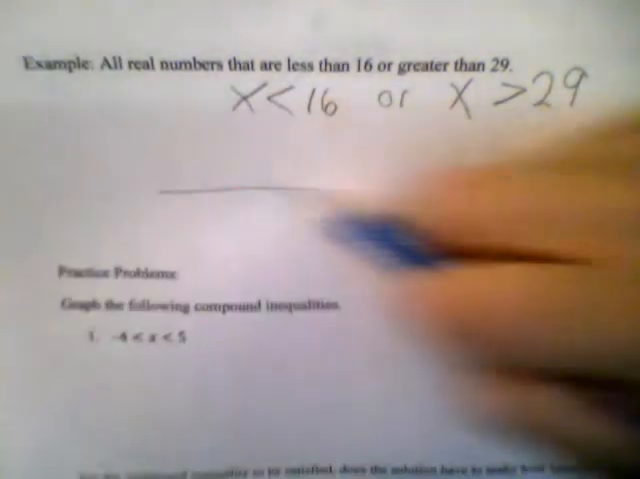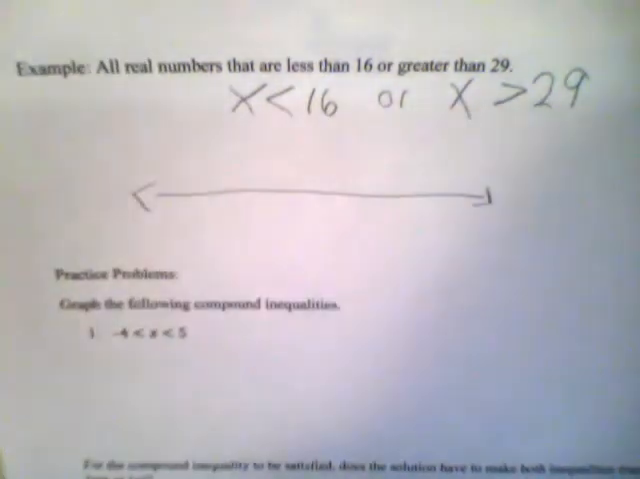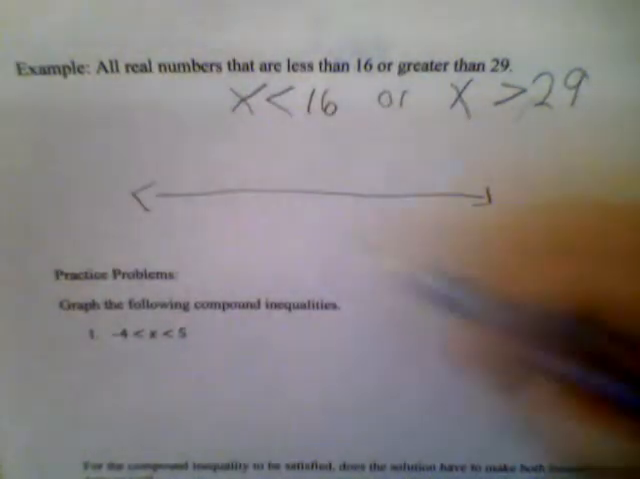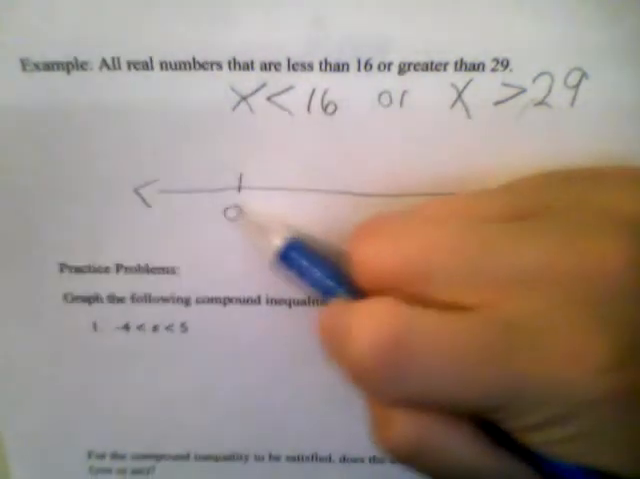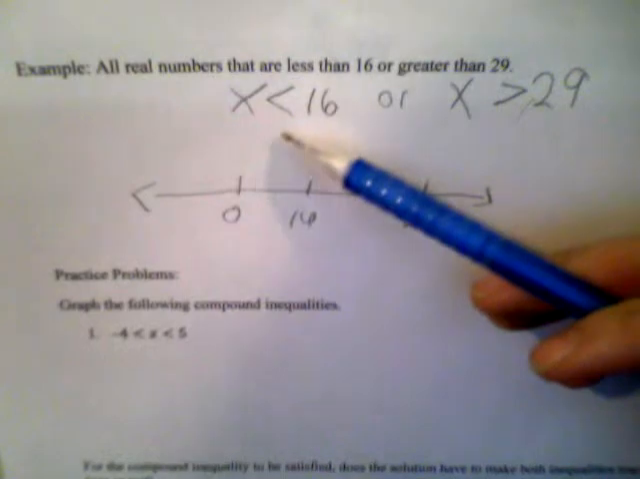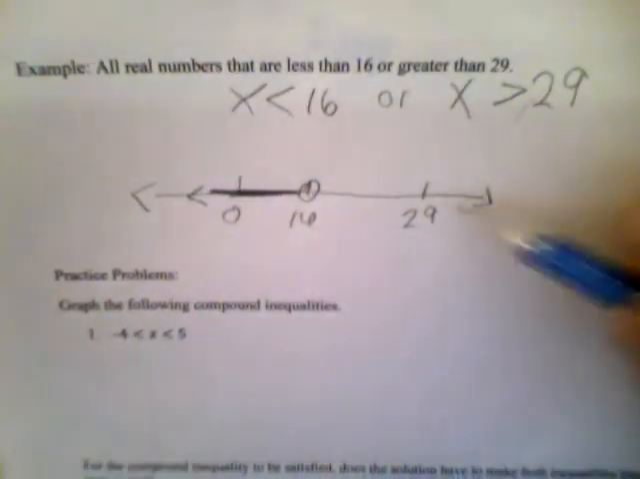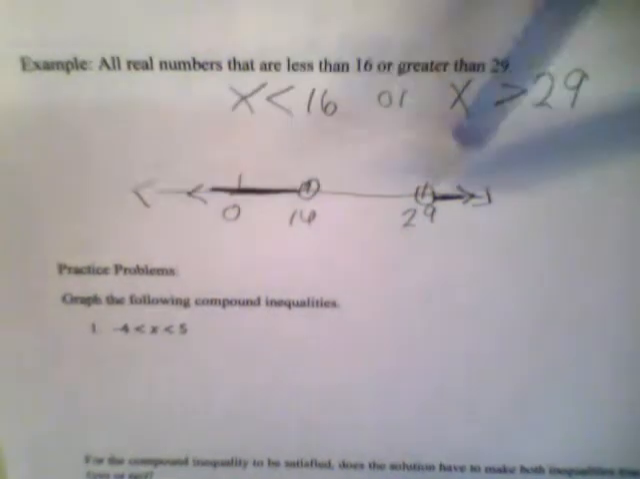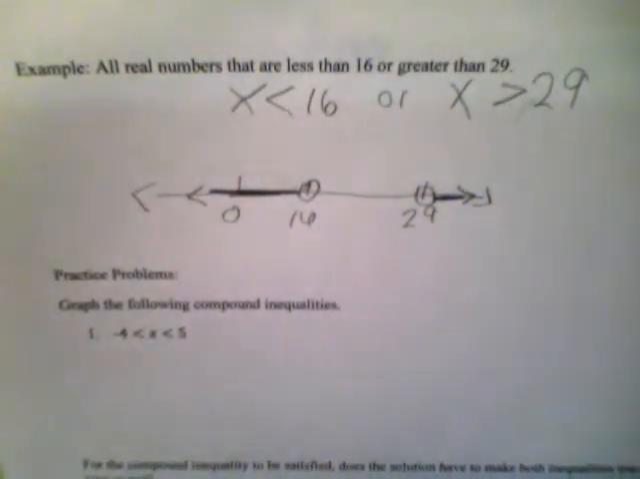So again, for this inequality, when we graph it, we're going to have two sets of numbers that could satisfy this compound inequality. So let's have my 0 here, my 16 here, my 29 here. So x is less than 16, open circle, shade to the left. So my solution could be any number to the left of 16 on the number line, or my solution can be anything to the right of 29 on the number line. Either this set of numbers, everything to the left of this, or to the right of 29, any of those numbers would satisfy this compound inequality.